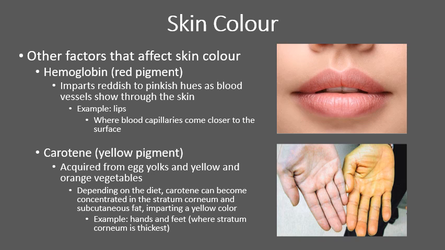It's acquired from egg yolks and yellow and orange vegetables. Depending on the diet, keratin can become concentrated in the stratum corneum and subcutaneous fat, which imparts a yellow color. This is easily seen on the hands and feet because your stratum corneum is the thickest. This has actually happened to me personally when I was taking too much vitamin A. My hands turned orange, and I had to wait 3 weeks for the skin to be shed until I could return to a normal color.